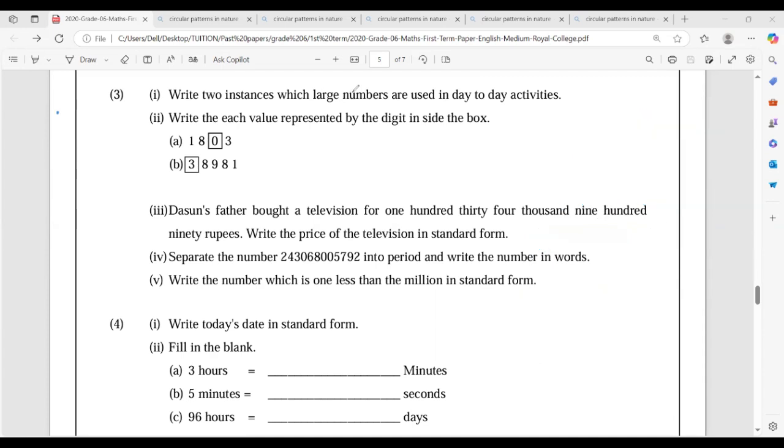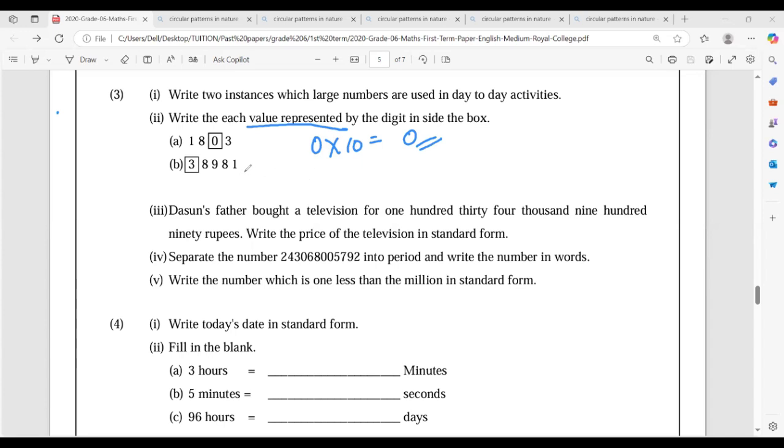So write the value represented by the digit inside the box. Here we have to write the value represented, not the place value. It is 0 into 10, because the digit is 0 and it is in the tens place, and 0 into 10 is 0. So here, 0.